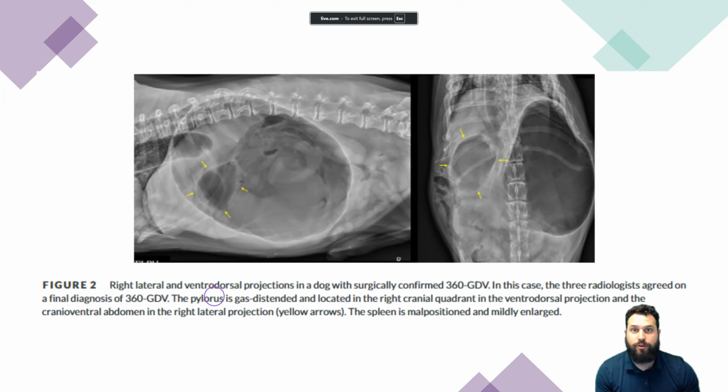So I hope this has been helpful for you and got you thinking about some of those atypical findings of diseases that we sometimes see in small animal practice. GDVs we see all the time. Sometimes we're left with the question of whether or not it's an atypical GDV, and that would be one of these 360-degree rotations. This paper I think can be helpful for us to start to distinguish some of those from other causes of gastric distension that don't involve a volvulus.